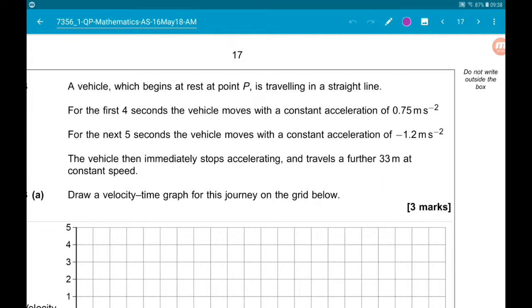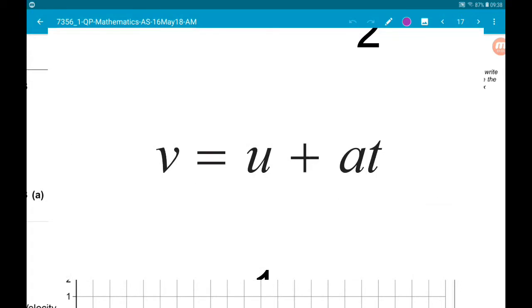We want to draw a velocity time graph for this journey. For the first 2 parts of the journey, the formula that we are going to use is this, where v is final velocity, u is initial velocity, a is acceleration, and t is time in seconds here.